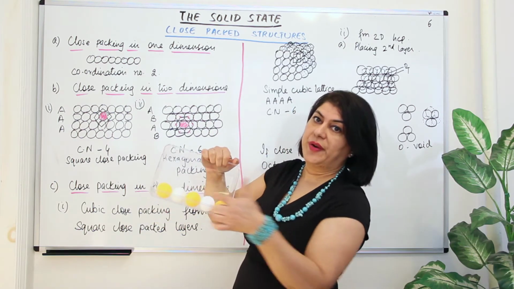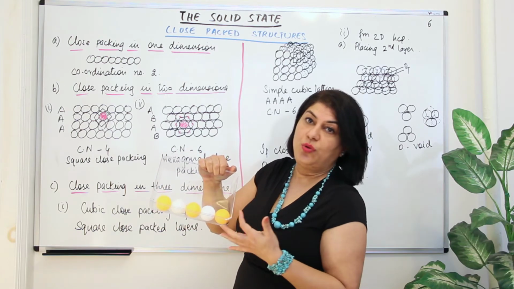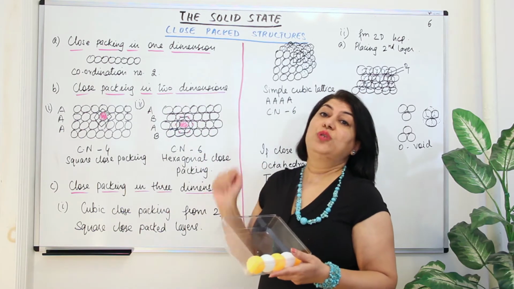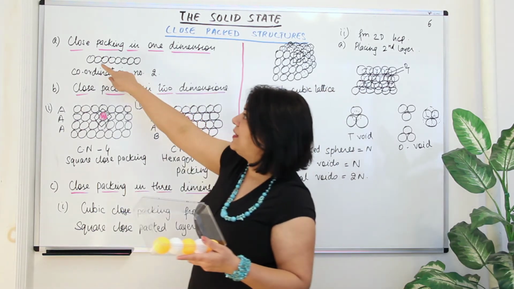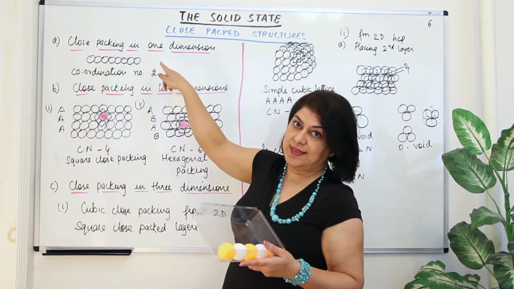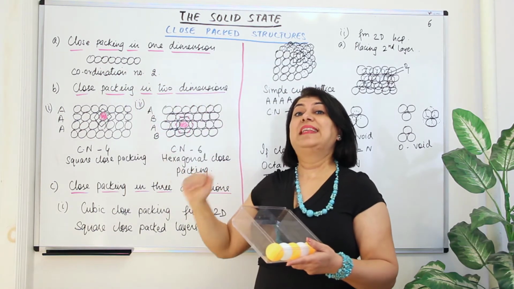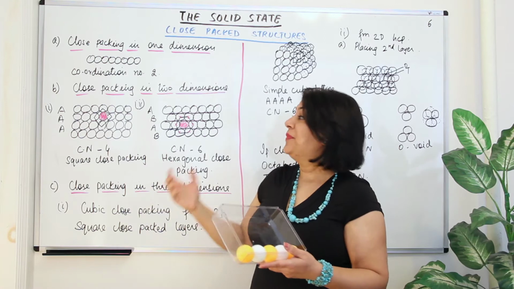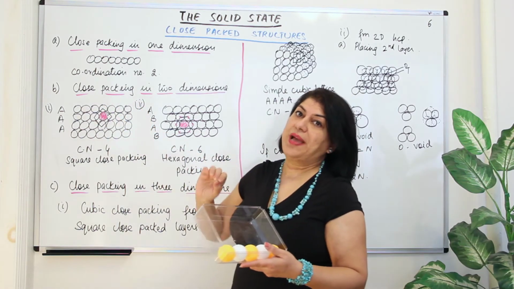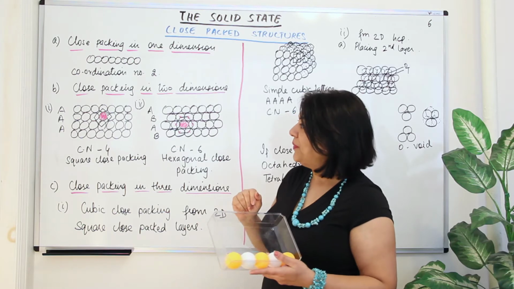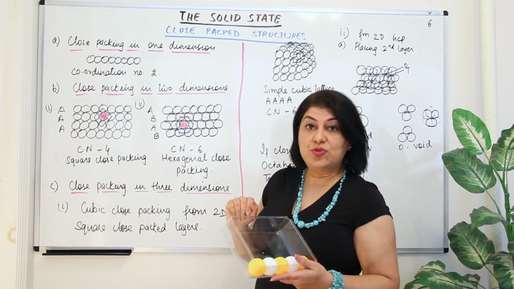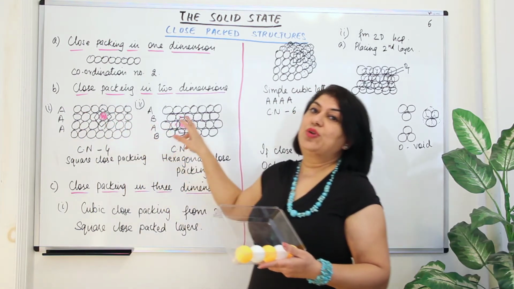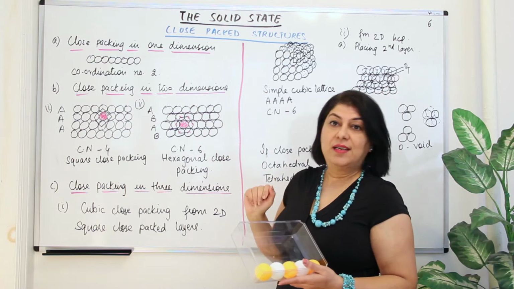This is the arrangement: spheres arranged in one line. Let us now come to close packing in 2 dimensions. In one dimension we only had the length. In 2 dimensions, you will have length and breadth. And if it is 3 dimensions, you'll have length, breadth and height. So let us now understand close packing in 2 dimensions. There are 2 possibilities as you see here. The first is square close packing and the second is hexagonal close packing, as shown in the diagrams.